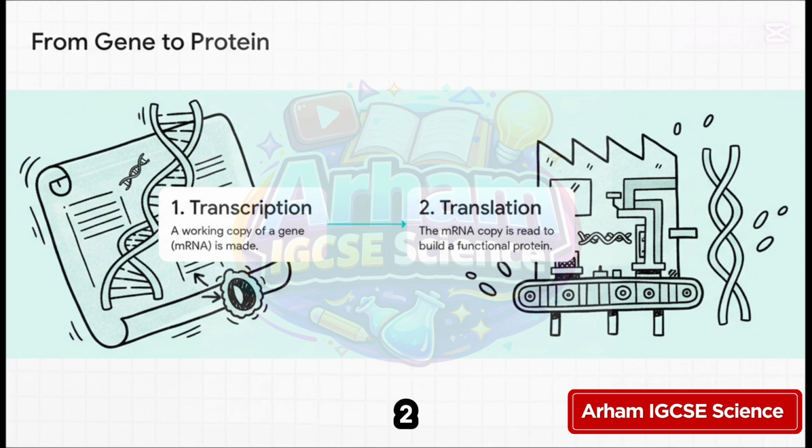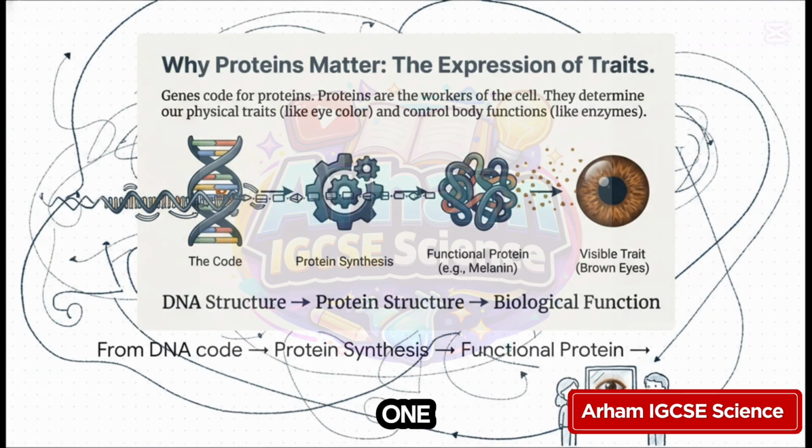Then comes step two, translation. That copy is taken out of the nucleus to the cell's factories, where its message is read, or translated, to build a protein. And here you can see the whole story in one picture. The DNA code for eye color gets transcribed into a message. That message is translated, which kicks off the synthesis of a protein, in this case, melanin. And when you have enough of that functional protein, you get a visible trait that you can see in the mirror. Brown eyes. From code to protein to you.